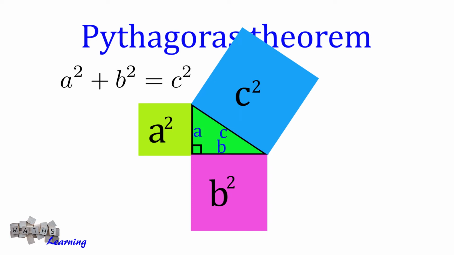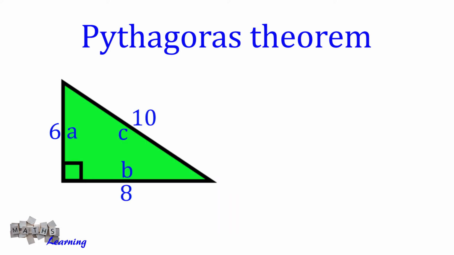So let's solve some problems using Pythagoras' theorem. Here is a right angle triangle which we have labelled. The lengths of the sides are included. Now let's suppose that we did not have the length of the hypotenuse. In that case, we would put the lengths of the other sides that we do know into the equation.